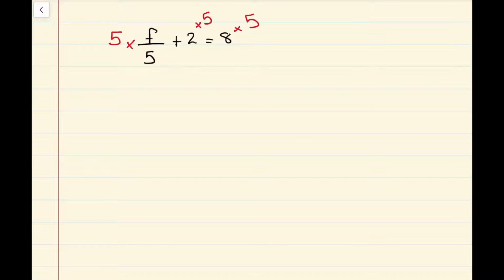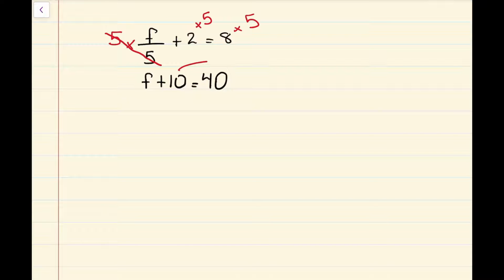Now we can cancel out these 5's because we've multiplied this by 5, and 5 divided by 5 is just 1. So then we would have f plus 2 times 5, which is 10, and that's going to be equal to 8 times 5, which is just 40. Now the equation is much simpler, and all we would have to do is solve for f.